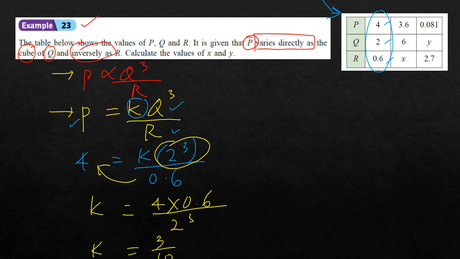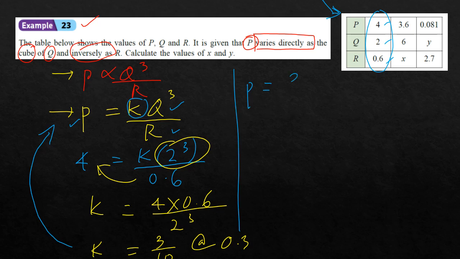Or you can also write as 0.3. But we use the fraction form. Okay, now you substitute back here. Your P equal 3 over 10 times Q cube over R. Okay. Next is we have got this one. So next the question is calculate the value of X and Y.